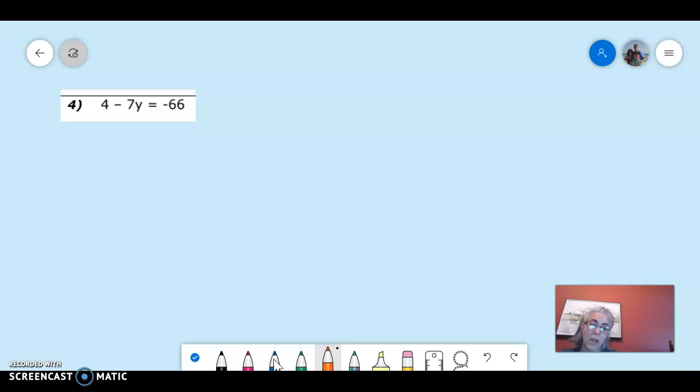I didn't know if you want me to do this algebraically or if you want me to do it with the flow chart, so I thought maybe I could do it both ways. So let me start with algebraically.